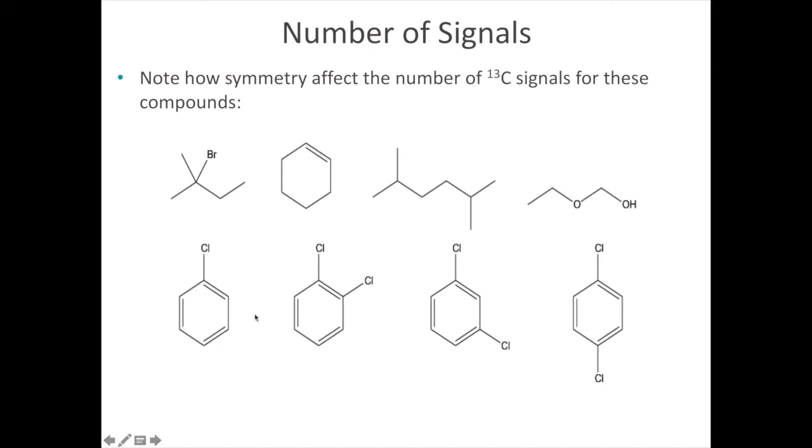How about this molecule? I would count this as 1. These 2 are the same, these 2 are the same, and this is unique because there's a line of symmetry you can draw here. So there's 1, 2, 3, 4 unique carbons. How about this one? You can see the line of symmetry here, right? So these 2 are the same. So 1, 2, 3. Again, 3.